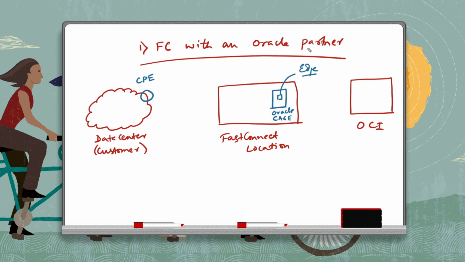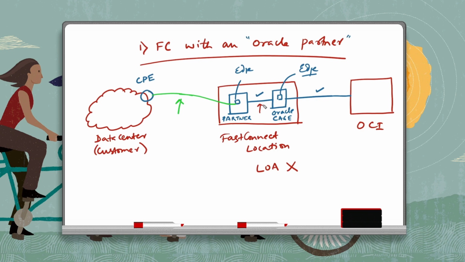Now we have discussed in the previous whiteboarding what is an Oracle partner. An Oracle partner is a network service provider that has already established connection with the Fast Connect location. So what it typically means is this is the edge. This connection is already established. Now what you need to do? You need to work with the Oracle partner and establish this physical connectivity. So what does it mean? It means that in case of an Oracle partner, there is no concept of letter of authorization because this connection is already established.